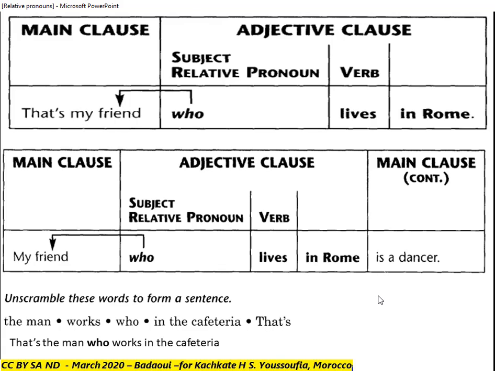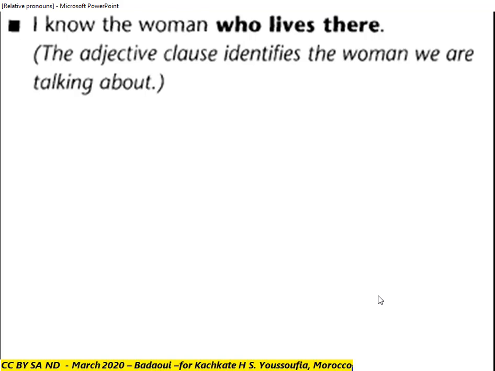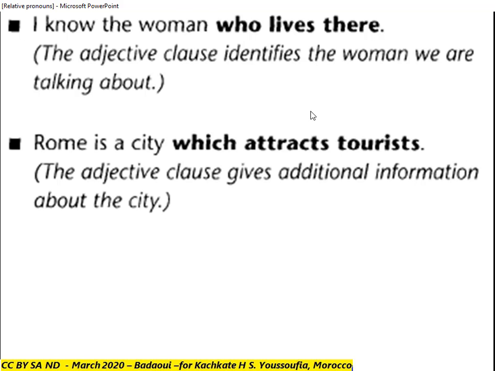So I know the woman. For more explanation, just to show you what's the role of the adjective clause, or the relative clause, I'm sorry. I know the woman who lives there. So who lives there is an adjective clause that identifies the woman we are talking about. It's like Rome is a city. Rome is a city which attracts tourists. The adjective clause gives us additional information about the city.